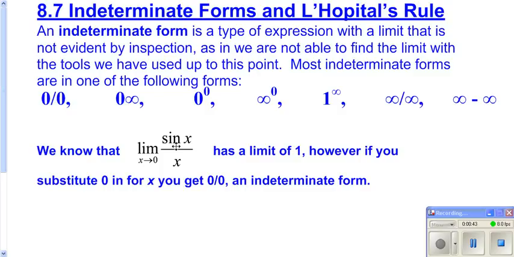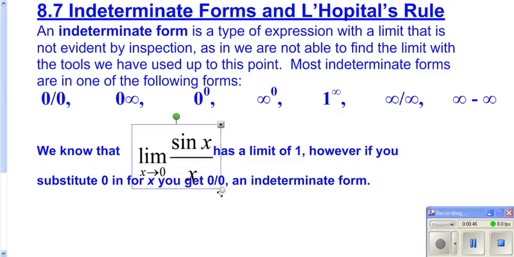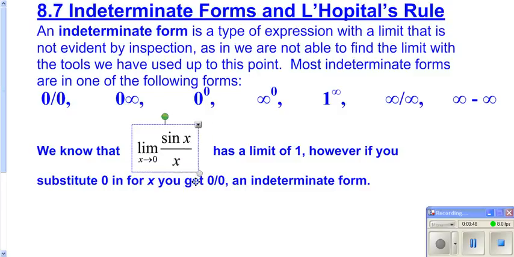Now, going back to our basic trig limit that we had from the very beginning of our course, we know that this limit is 1. However, if you just go ahead and plug in your 0 for your sine and your 0 for your x, you get 0 over 0, which is an indeterminate form, meaning you cannot determine what the answer is till you do more work. And in this case, through more work we did before, we ended up getting 1.